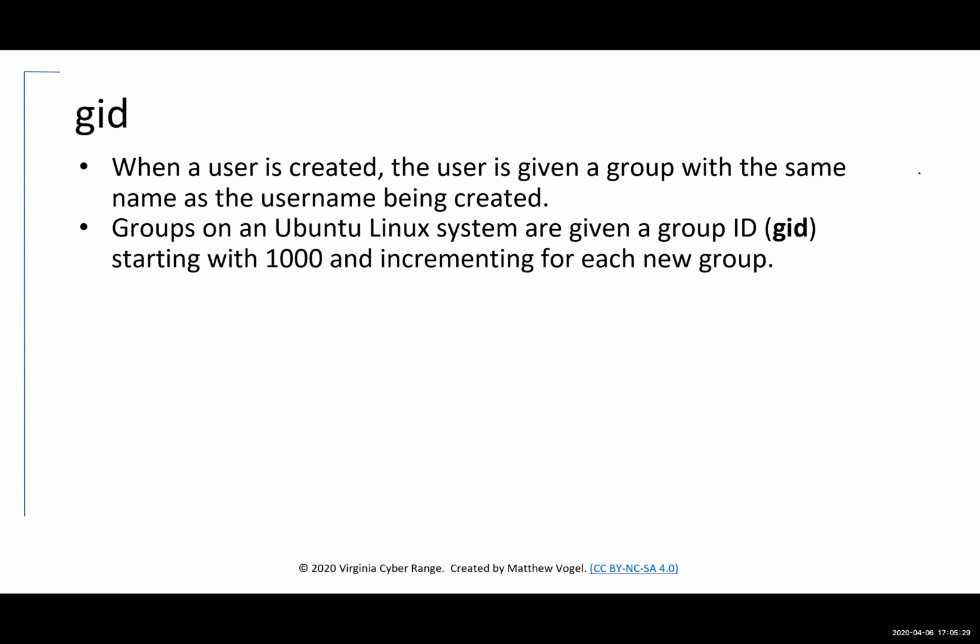When a user is created, the user is given a group with the same name as the username. And then there's a group ID that goes along with that group, and that behaves similarly. The numbers start at 1,000 for normal user accounts, and then it's incremented by 1.